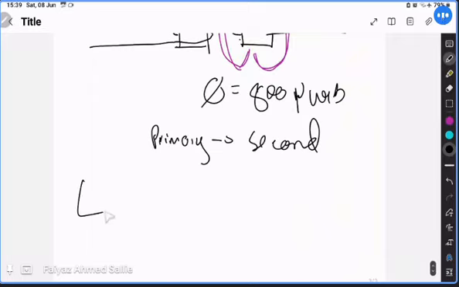So they want to know the inductance. So for inductance, it's L equals the flux multiplied by the number of windings over the current, right? And then you'll get an answer in Henry.